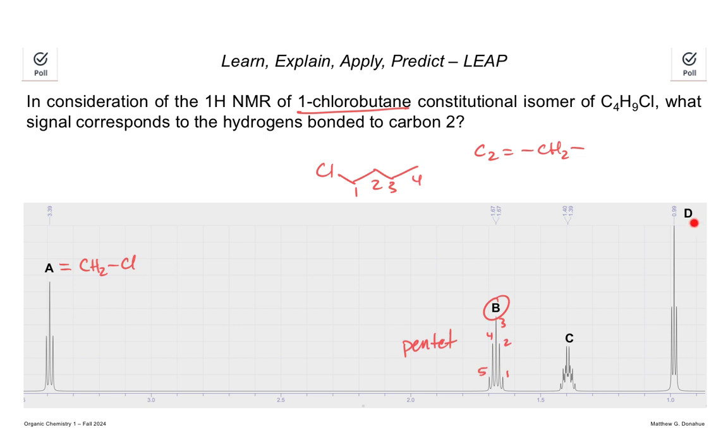So as a question, answer D belongs to what hydrogens on what carbon atom? Carbon 4. So it's a CH3 group. It has 2 neighbors. The n+1 rule gives you 3. So you see 1, 2, 3 lines. So that's going to be your CH3 group.